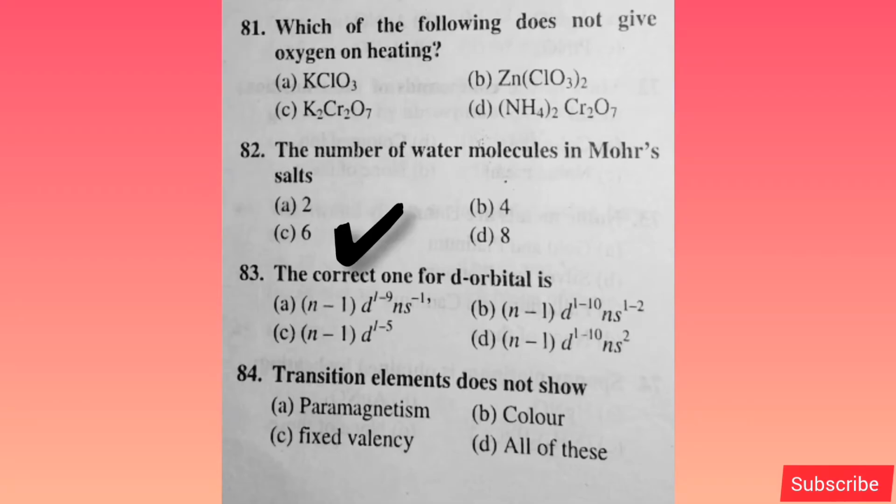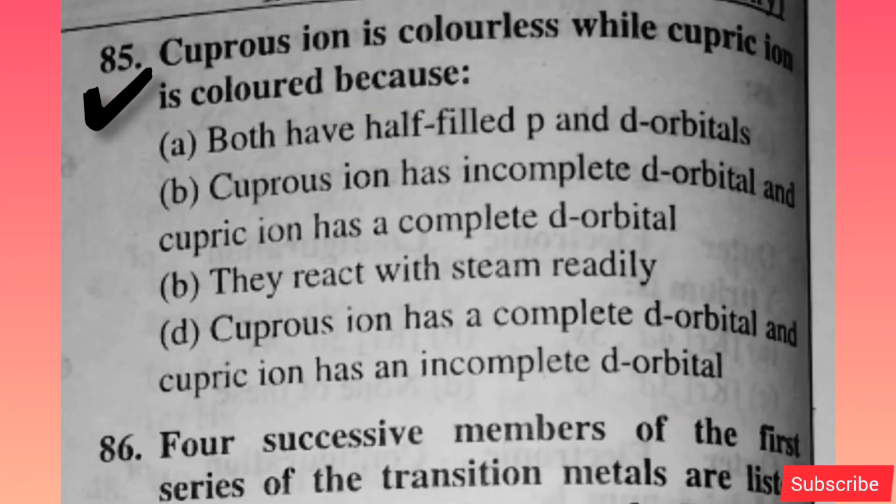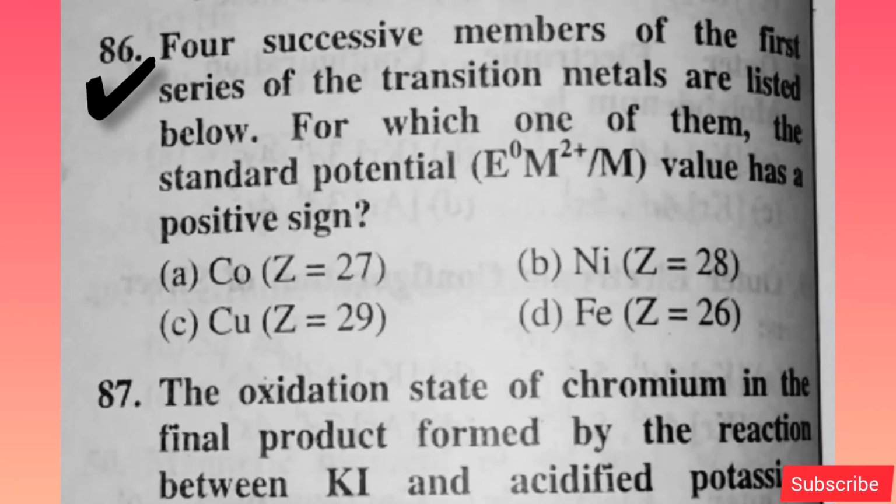Option C is correct. The correct one for d orbital is option B. Transition elements do not, so option C is correct. Cuprous ion is colorless while cupric ion is colored. Option E is correct. Four successive members of the first series of the transition metals are listed below. Of them, the standard potential value has a positive sign.